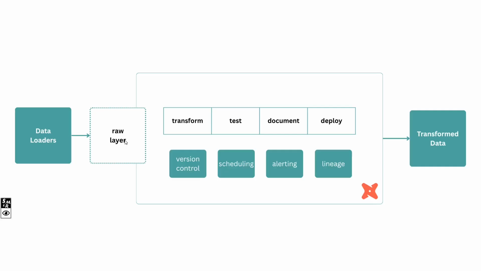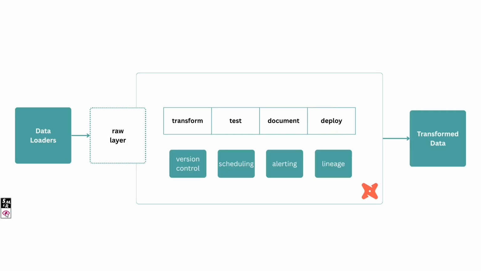So under the hood of DBT, when you get into DBT and start working, here are the most common things you carry out in DBT. You transform your data, which is the primary reason for using DBT. You carry out tests on those transformations, document your data sets, and then deploy your transformed data.